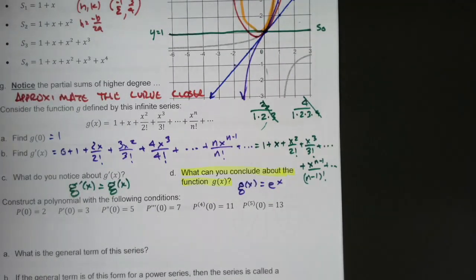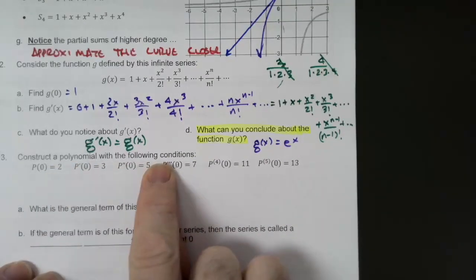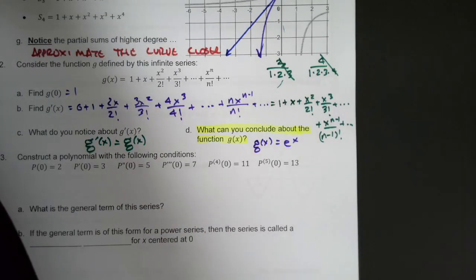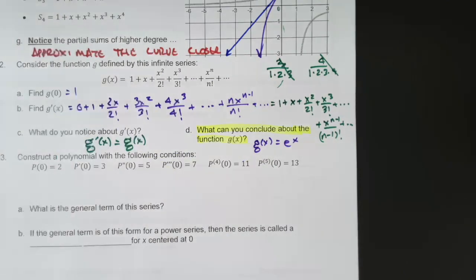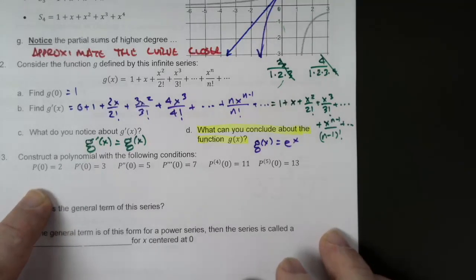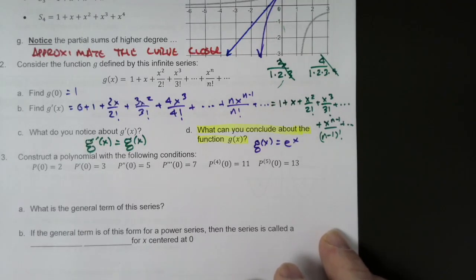So let's take a look at another example here. This says, let's go ahead and construct one of these polynomials based upon these conditions that they've shown here. So, first of all, let's use this polynomial. Let's set this polynomial up.